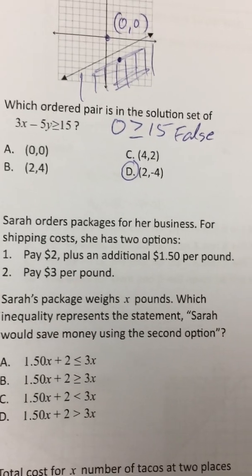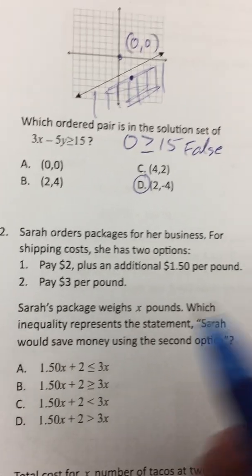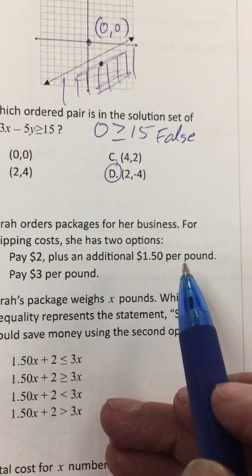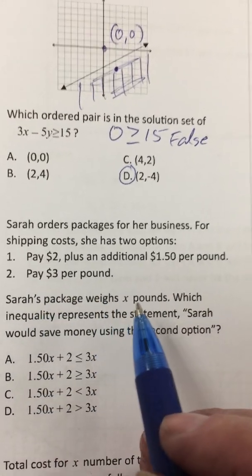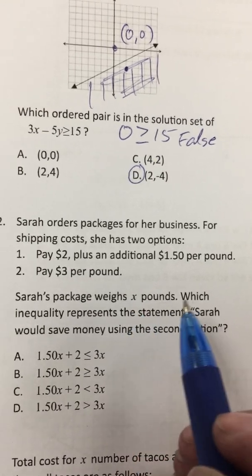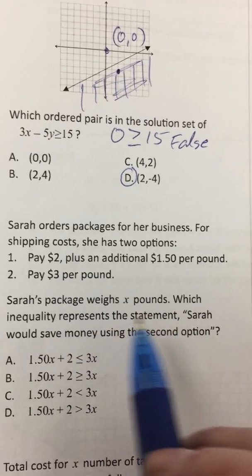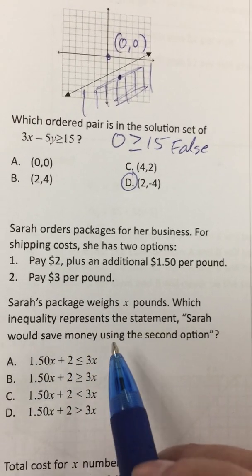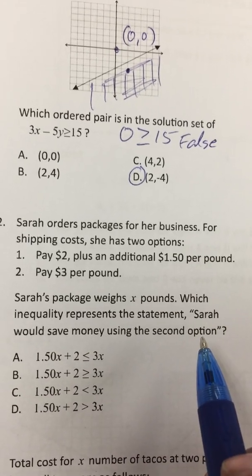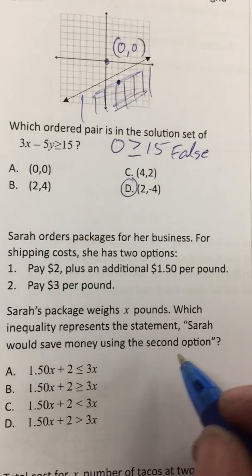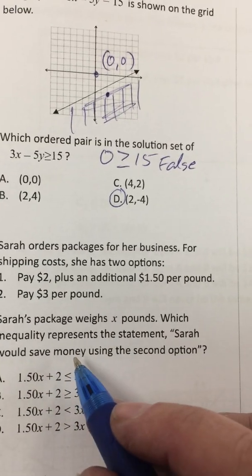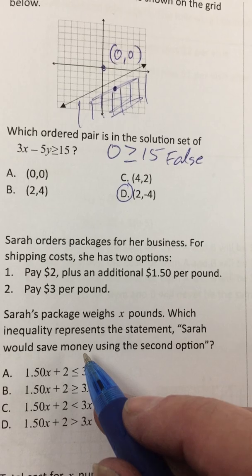Sarah orders packages for her business for shipping costs. She has 2 options. She can either pay $2 plus an additional $1.50 per pound, or she can just pay $3 per pound. Sarah's package weighs X pounds, so X is my number of pounds it weighs. Which inequality represents the statement, Sarah would save money using the second option? Okay, so second option is what we're comparing it to. So here's my second option. All right, so if she saves money, does that mean she's going to spend more or less?